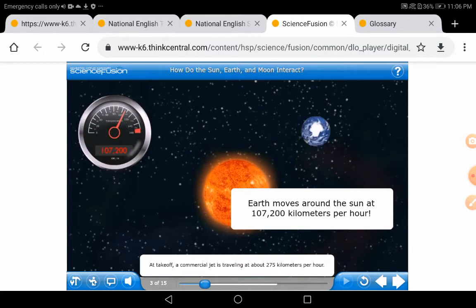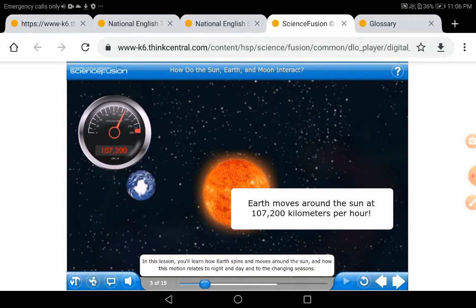At takeoff, a commercial jet is traveling at about 275 kilometers per hour. That's fast. So can you imagine how it must feel to travel at 107,200 kilometers per hour? You're doing it right now. This is how fast Earth orbits the sun. In this lesson, you'll learn how Earth spins and moves around the sun, and how this motion relates to night and day, and to the changing seasons.